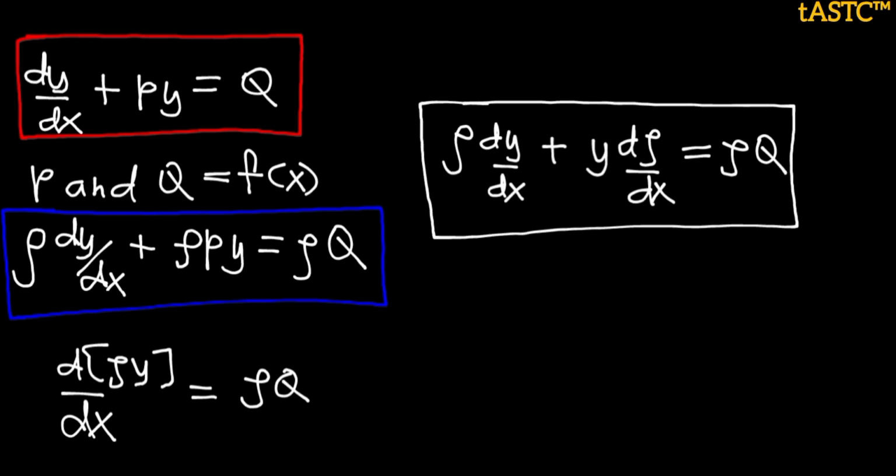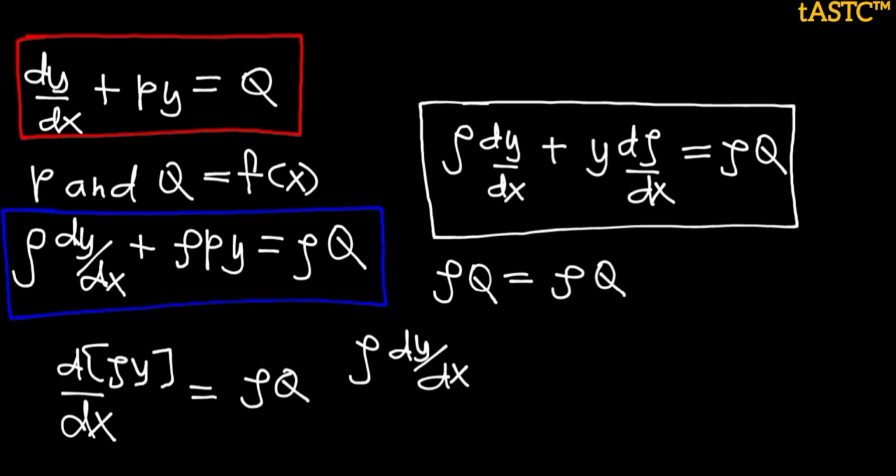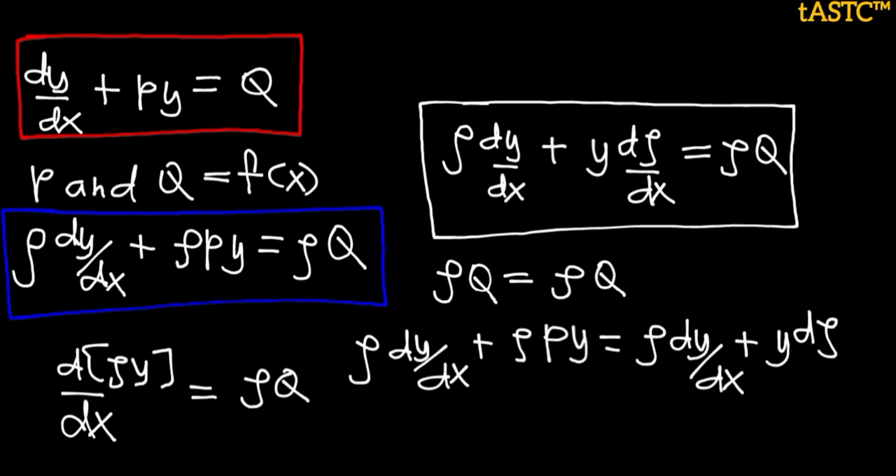Now notice that we have rho q on the right hand side of this previous equation. And we also have a rho q for the right hand side of the new equation. That means the left hand sides of these two equations are actually equal. And so we can actually equate them. So since we have rho q equal to rho q, that is ultimately going to give us rho dy/dx plus rho py, and this is equal to rho dy/dx plus y d rho/dx.